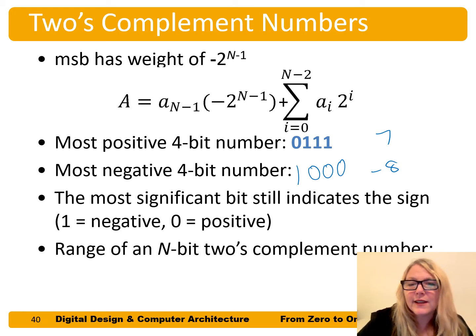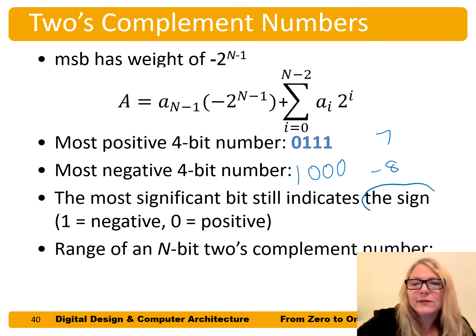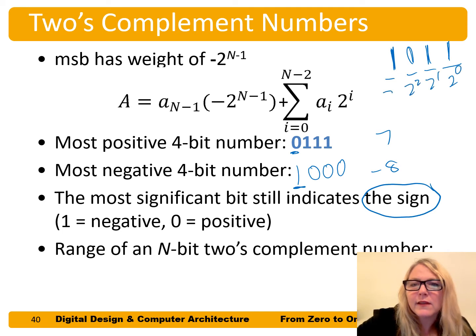And we'll notice that the most significant bit still indicates the sign. So we can kind of use that most significant bit as the sign bit. Right? So if we have a 1 in that place, we know it's negative, because even if we filled up the other binary digits with 1s, then we'd get, well, -8 plus 1 plus 2 plus 4. So -8 plus 7 is -1.